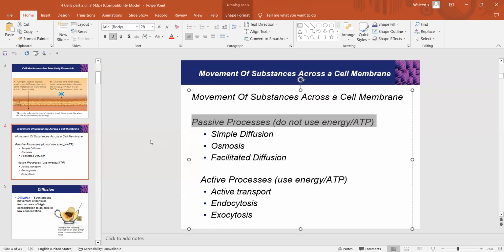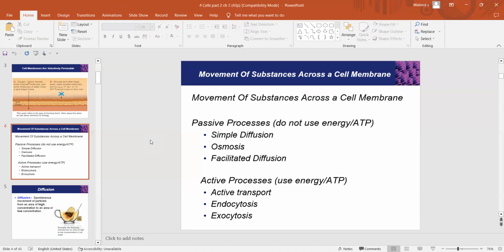So here are the different ways with which different things can move in and out, can cross the cell membrane. How does it move? Well, number one of the classification: are you using energy or not? If you're not using energy, I call it passive. If you are using, it's called active.